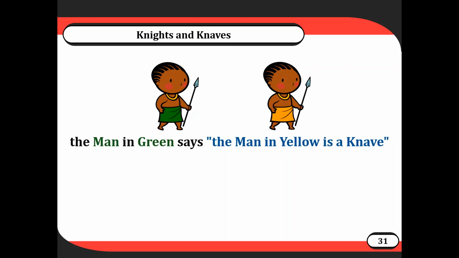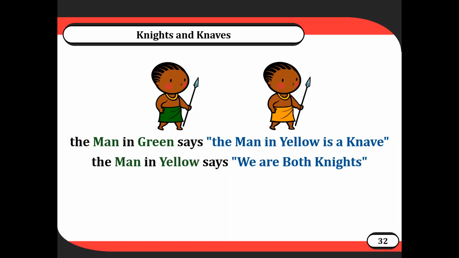So the man in green says the man in yellow is a knave, and the man in yellow says we are both knights. They've both made statements, and we want to take information from these statements in order to help determine the solution to our problem, which is which one is a knight and which one is a knave, or are they both knights or are they both knaves.